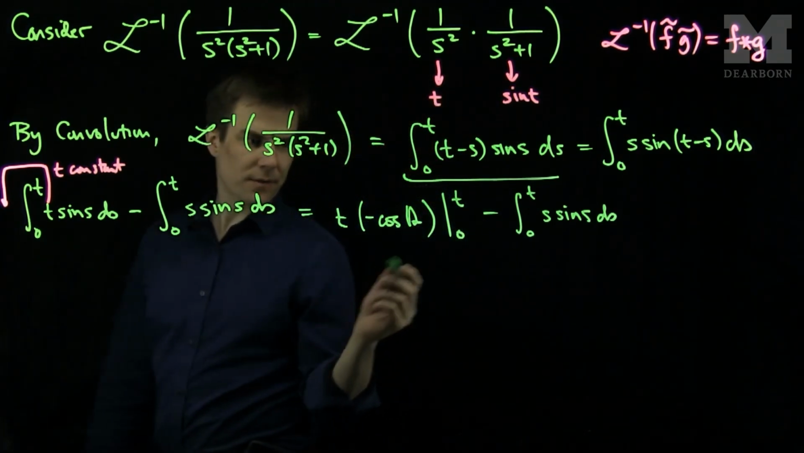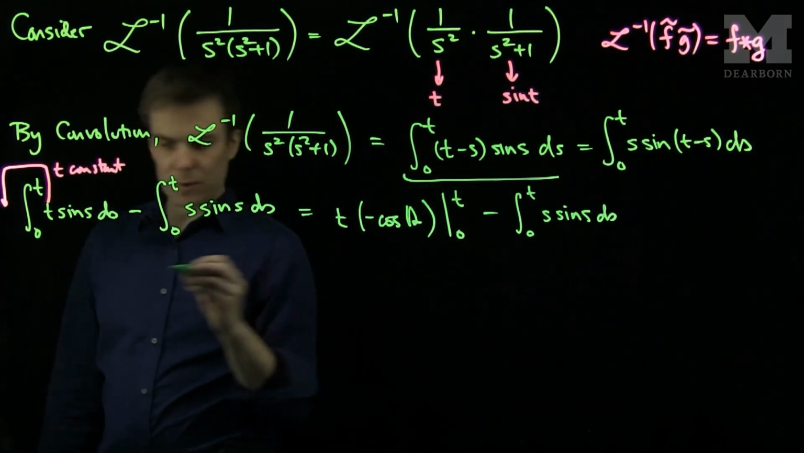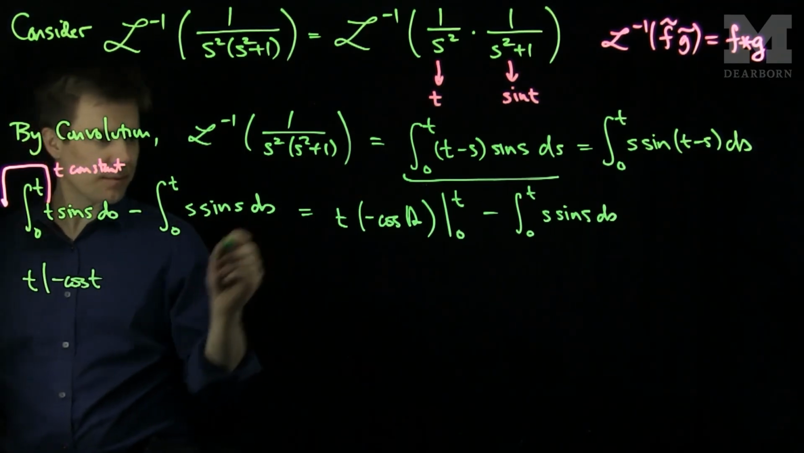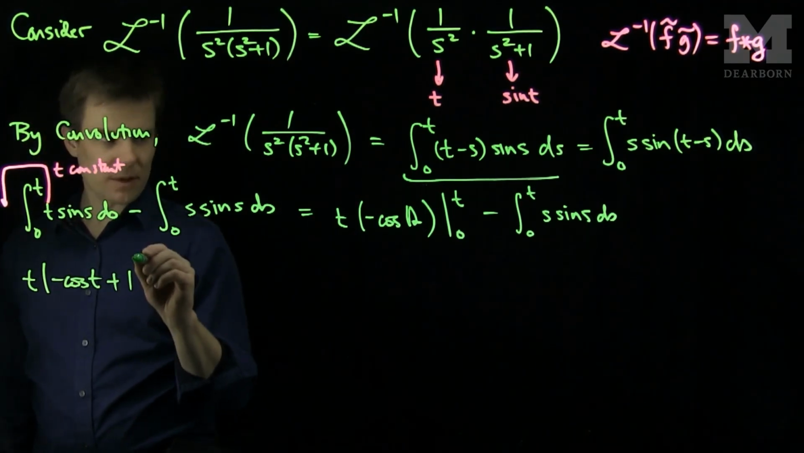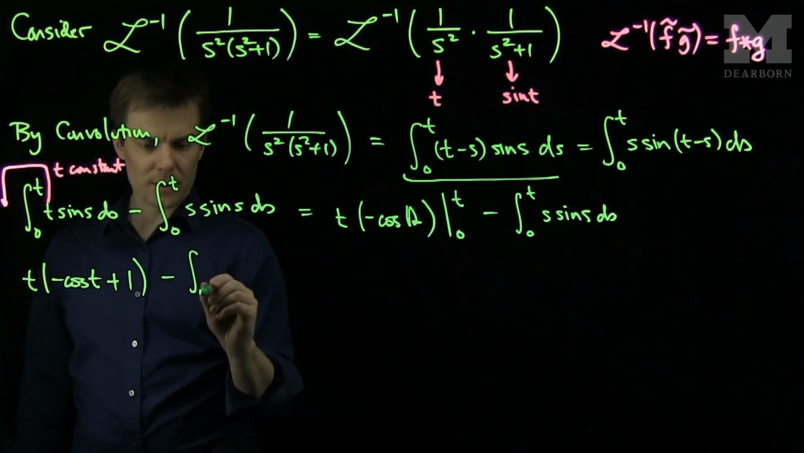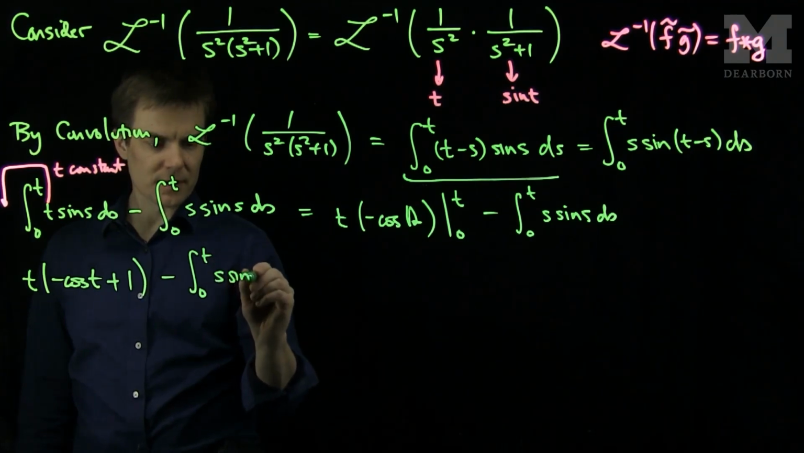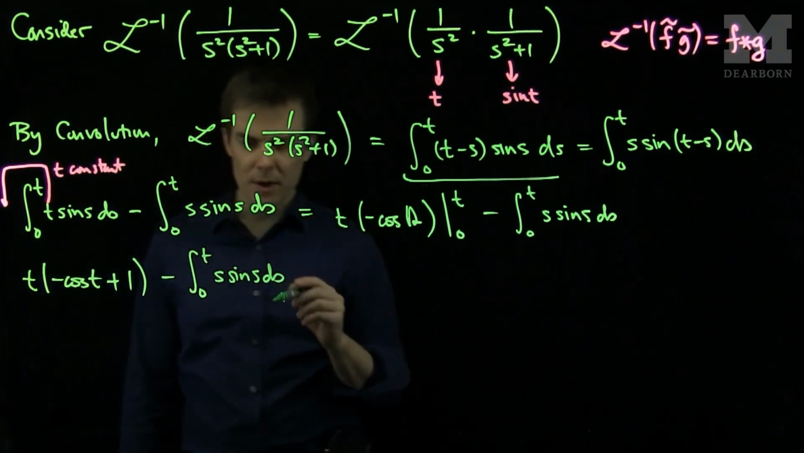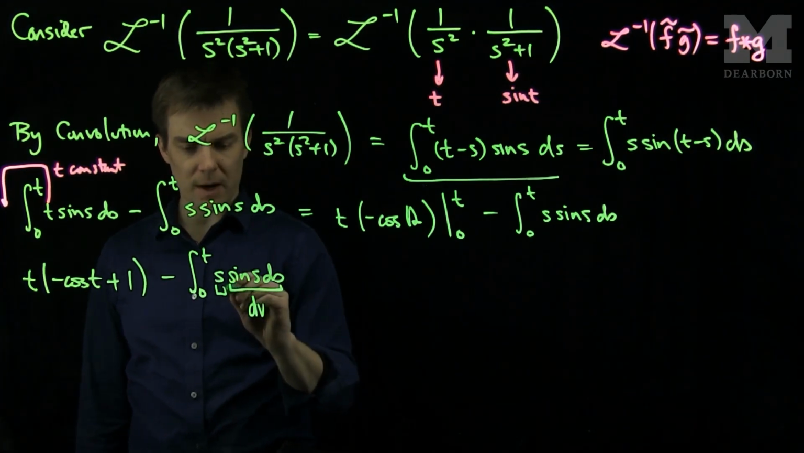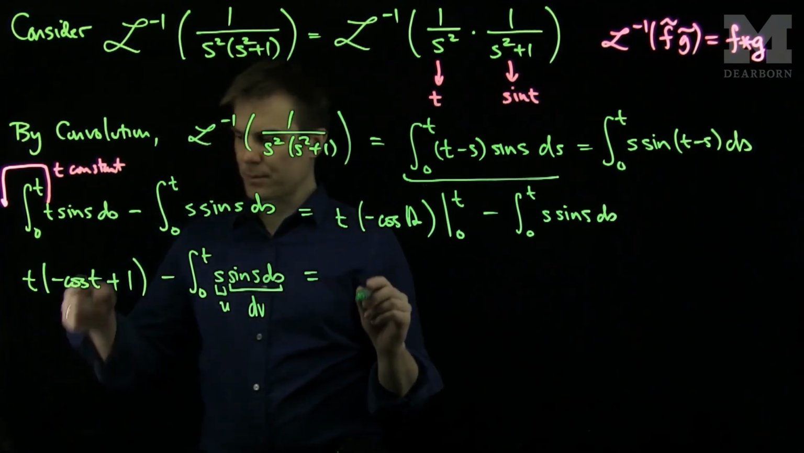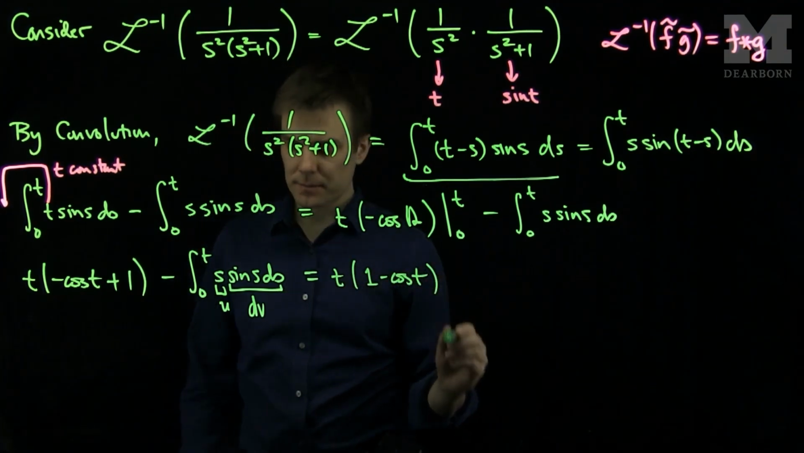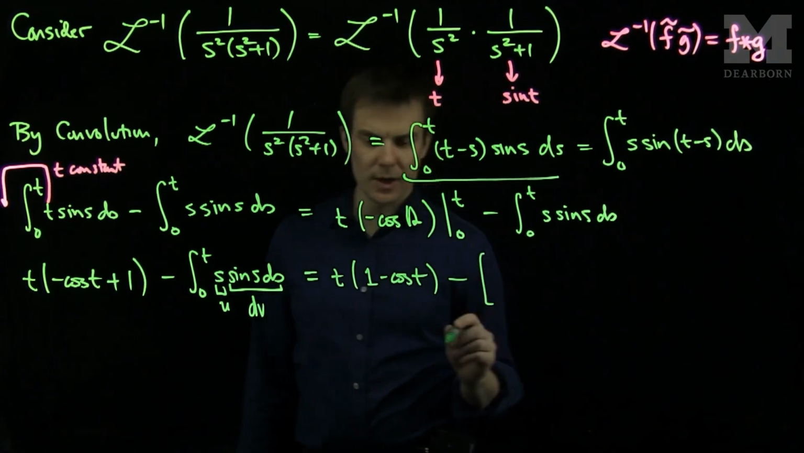So we'll simplify this first integral. When I plug in t, I get t, and then negative cosine t, and then I'll have a plus 1 as my bottom limit, minus the integral from 0 to t of s sine of s ds. So I'll do integration by parts. I'll let this be my dv, and this be my u. So my expression will be t times 1 minus cosine of t, and then I'll have minus the expression.